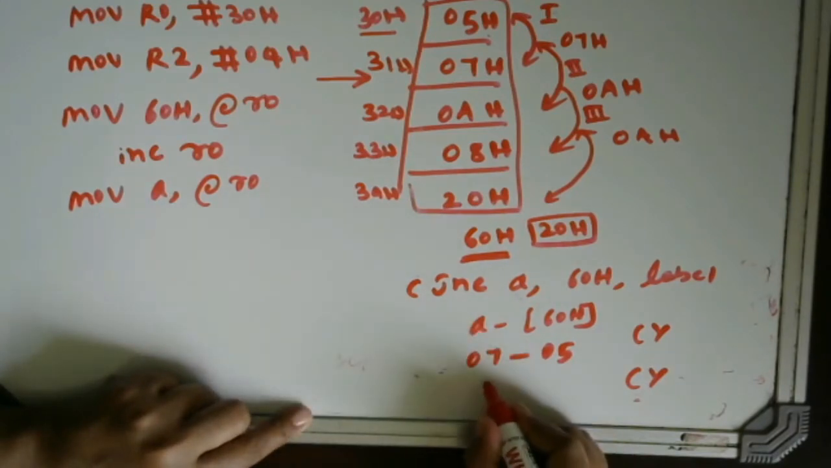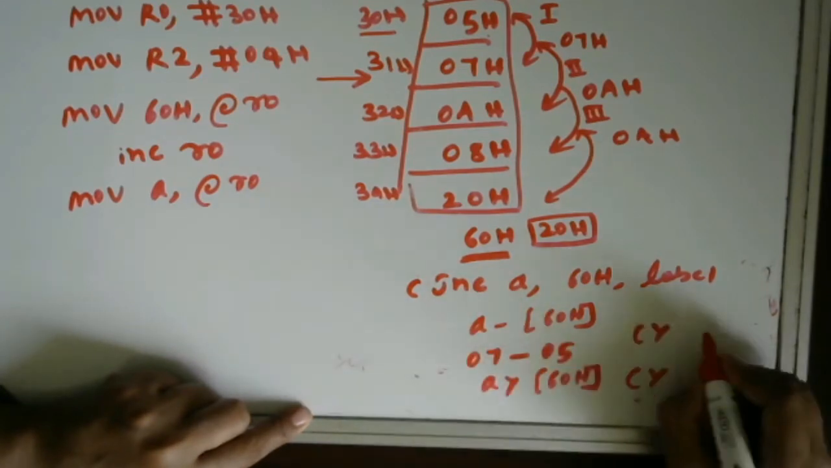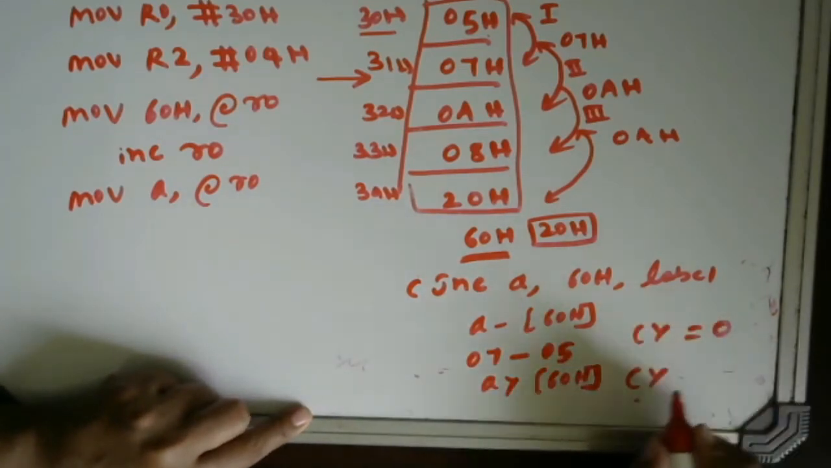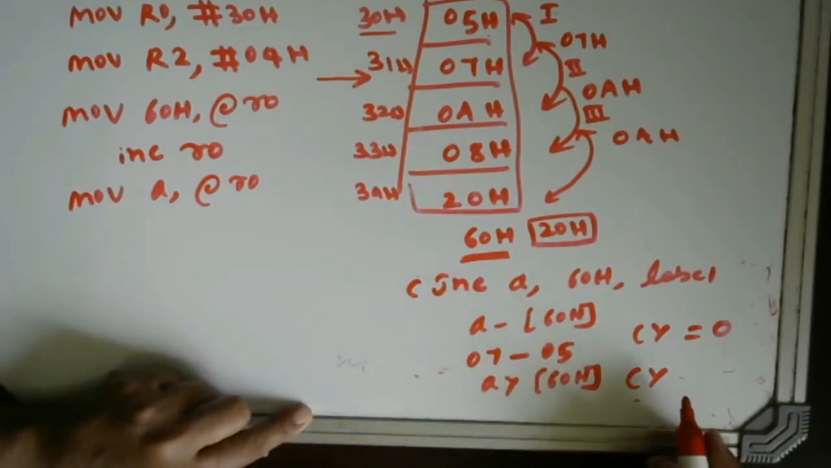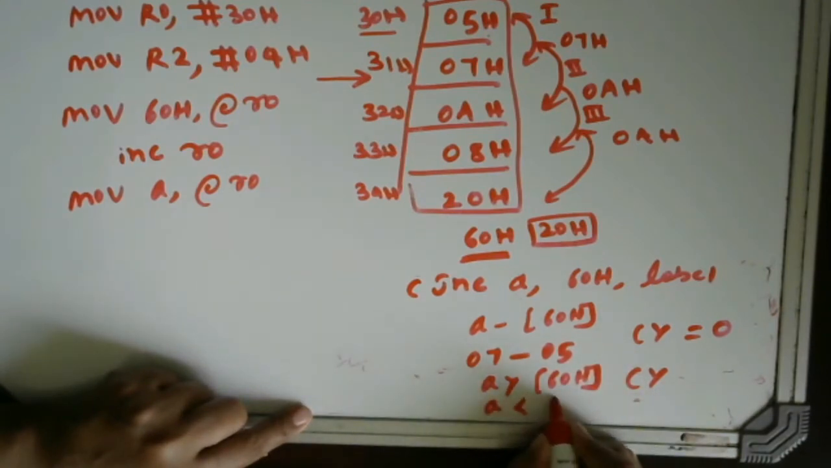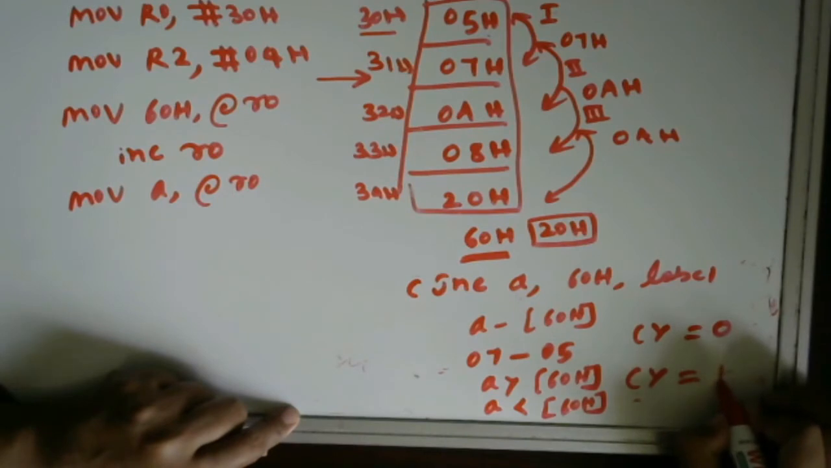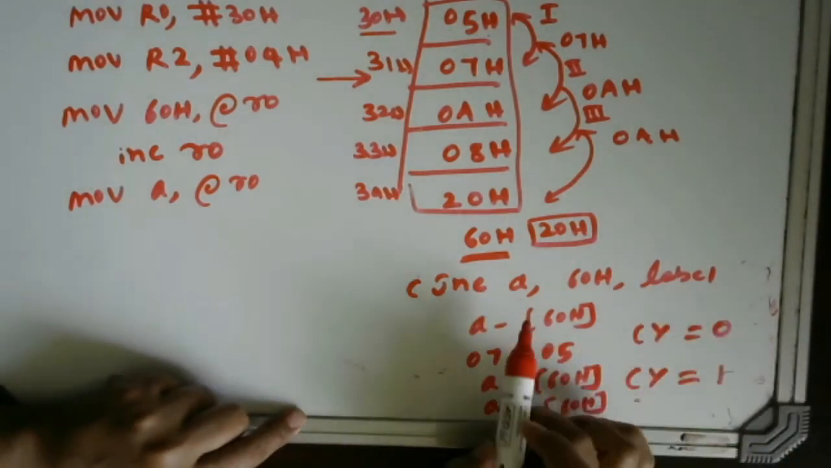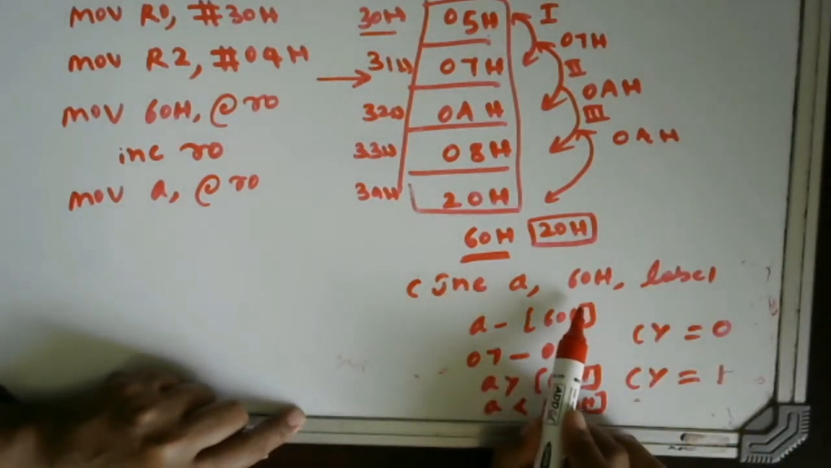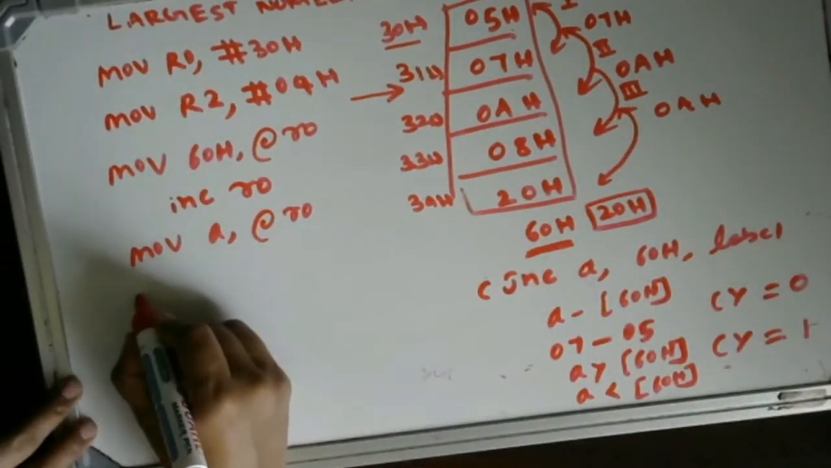So if A is greater than this data, the carry flag is 0, meaning we are not taking any borrow to subtract this number from this, and the result is positive. But if A is less than this number, then we need to take the borrow to subtract the data present in 60H, so that's why the carry flag is set. So by checking the carry flag, we can find out which number is greater and which number is smaller.